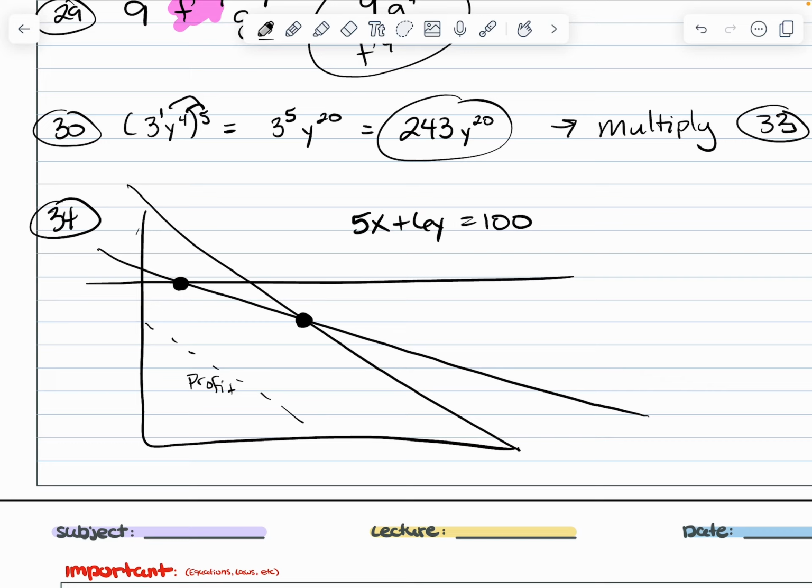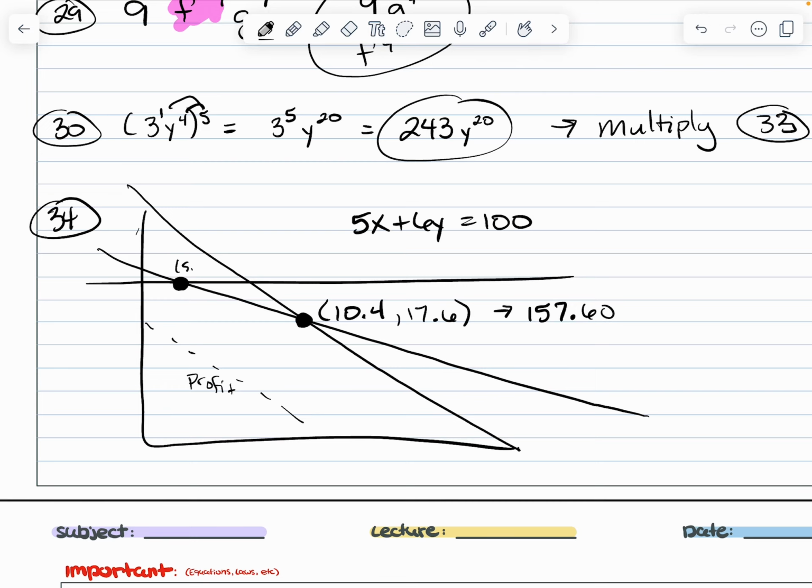And we've got to see which one will give us the highest point. If we were to move this up, what's going to happen is when we plug in this point, 10.4 and 17.6. All right, if I plug that in, 5 times 10.4 plus 6 times 17.6, that point gives me a profit of $157.60.